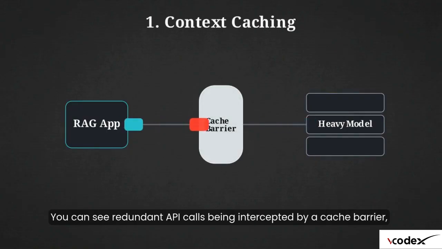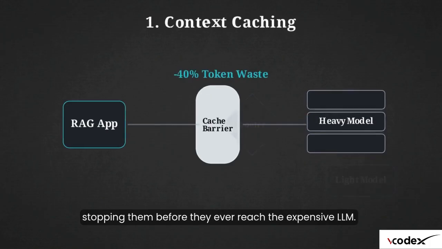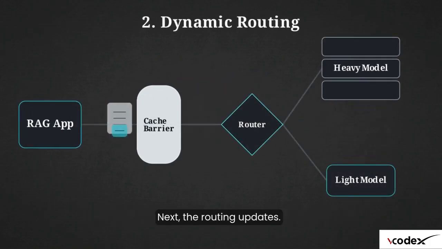This flowchart demonstrates the first mechanical fix, context caching. You can see redundant API calls being intercepted by a cache barrier, stopping them before they ever reach the expensive LLM.